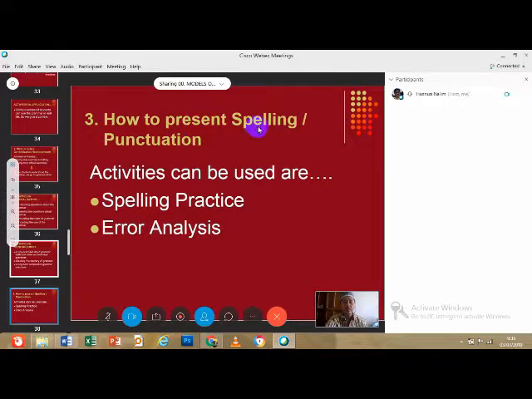How to present spelling or punctuation. Activities that can be used are spelling practice and error analysis.